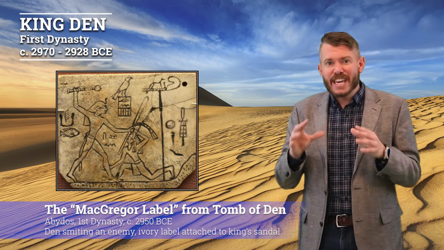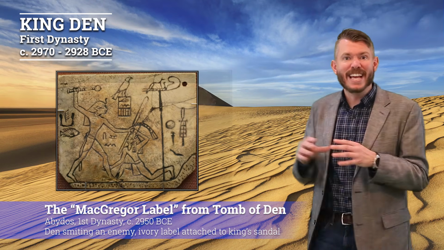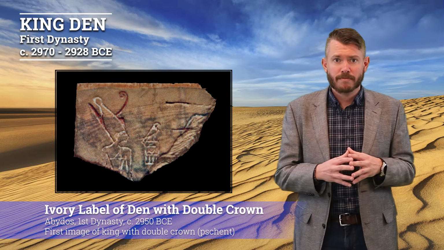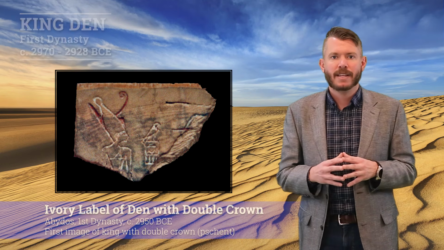First up, we have King Den, who you can see here smiting one of his enemies. And now here he is, displaying himself with the combined crown of Upper and Lower Egypt, the first king ever to wear both of them at the same time.